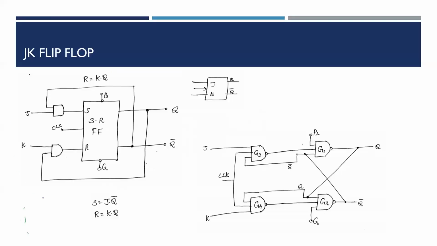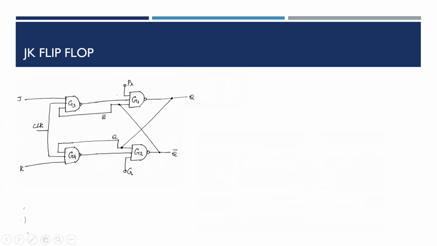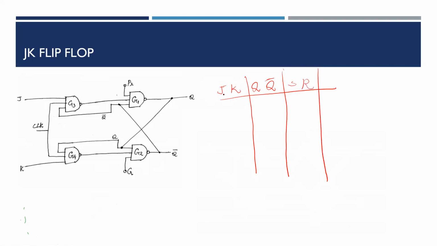This is the block diagram of a JK flip-flop. Inputs J, K. Next column for Q and Q bar. Then S and R. Let's name it Jn, Kn, Qn, Qn bar, Sn, Rn.